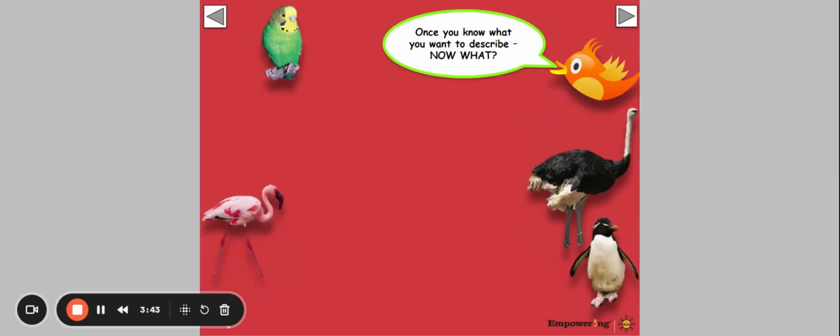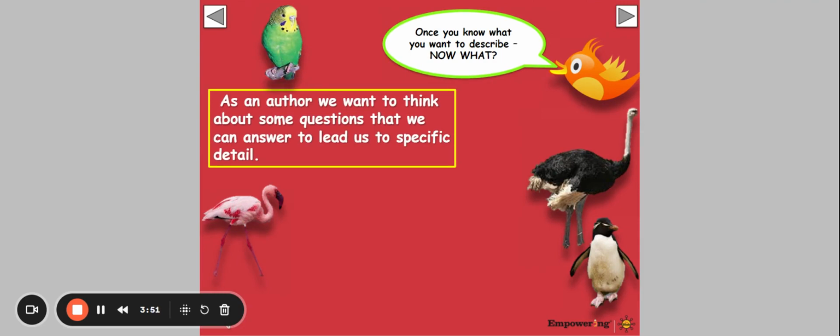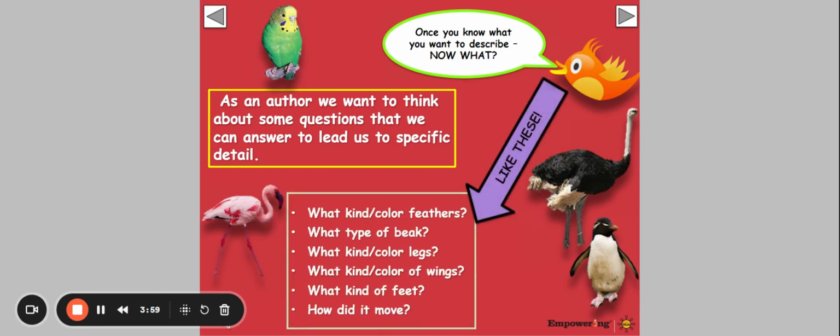So once you know what you want to describe, now what? How do you do that? Well, as an author, we want to think about some questions that we can answer that will lead us to that kind of specific detail. Like these questions. What kind and color feathers? What type of beak? What kind and color legs? What kind and color wings? What kind of feet? How did it move? Once we have those questions in our mind, that will lead us to much more specific detail.